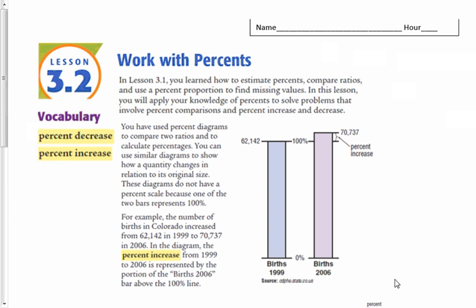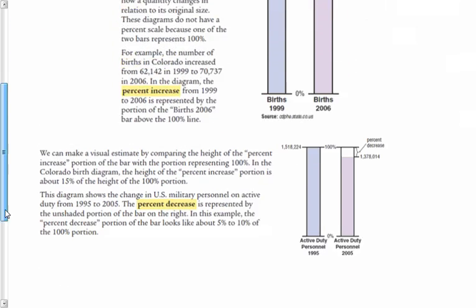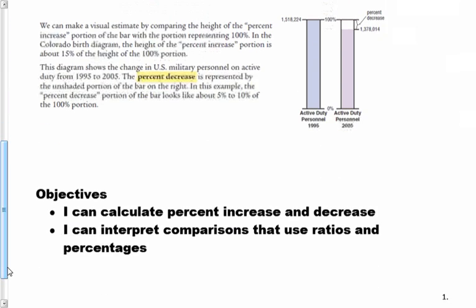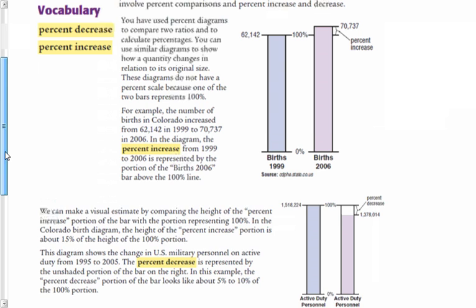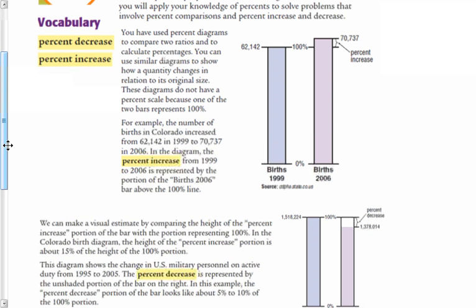In this lesson, we're going to learn how to find percent increase and decrease, which is the first objective of this lesson. In the second video, we'll learn how to interpret comparisons that use ratios and percentages. So, we're trying to learn how to calculate percent increase and decrease. To do that, we have to understand what it means. And these bars kind of show that.